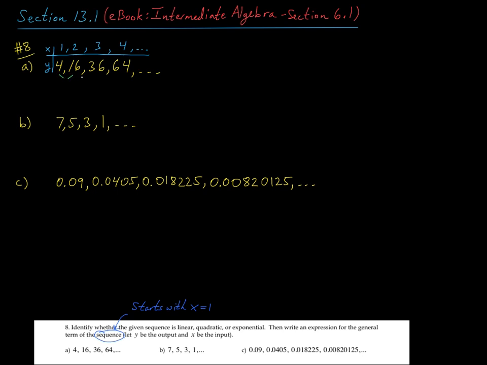So if I look at these first differences, I'm going to get 4 to 16, and that's a difference of 12. And then 16 to 36, that's a difference of 20. And then 36 to 64, that's a difference of 28. And so now if I look at the second difference, 12 to 20 is 8, and 20 to 28 is also 8. Since I have this constant second difference, this is quadratic.